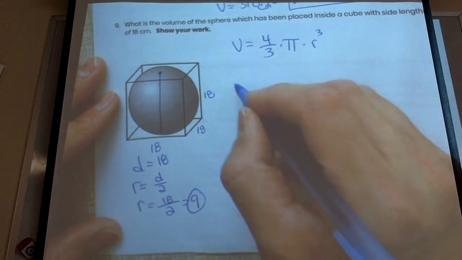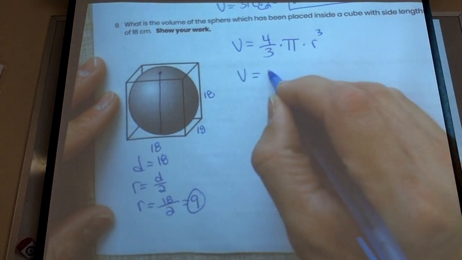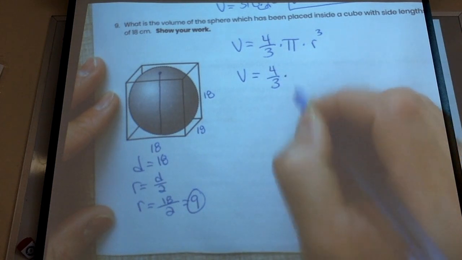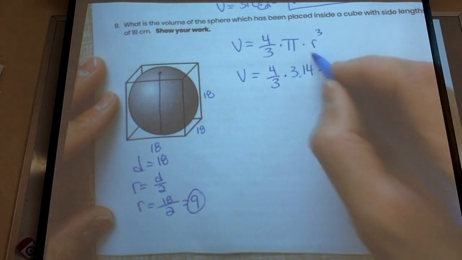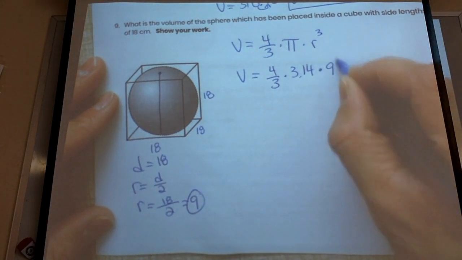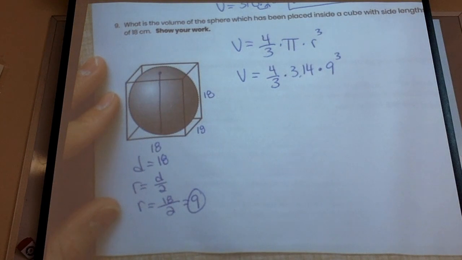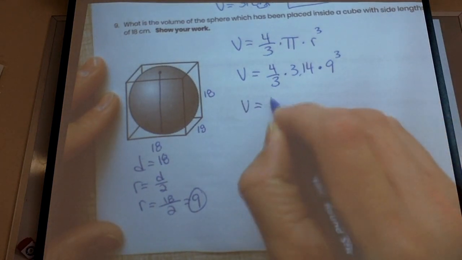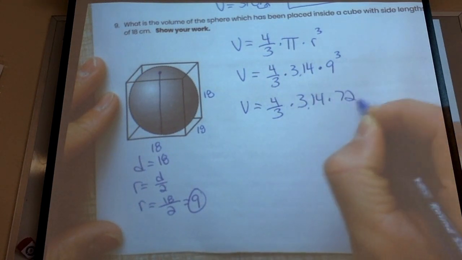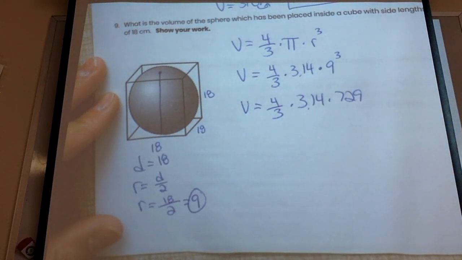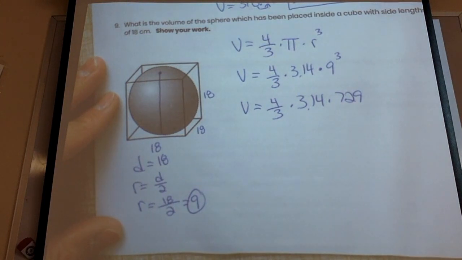So I'm going to plug in everything we know. I don't know the volume yet. I'm trying to solve that. So 4 over 3 stays the same. I'm going to use 3.14 for my pi. And I'm going to use 9 for my radius, because that's what we figured out. 9 to the third power, 9 cubed. So I'm going to figure out what 9 cubed is. 729, so volume equals 4 over 3 times 3.14 times 729. I want to multiply all three of those together. 729 times 3.14 times 4 over 3.